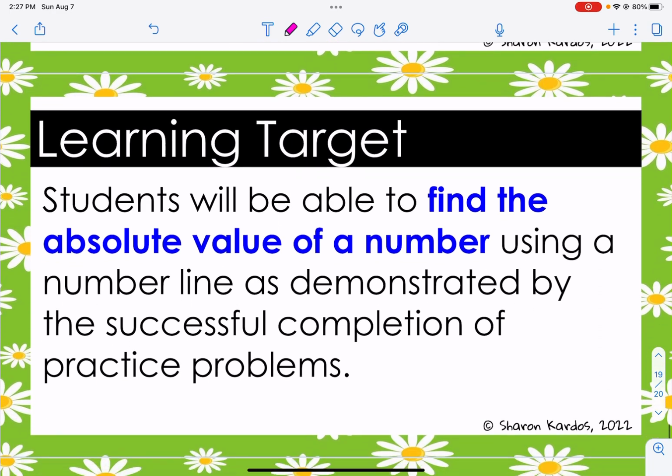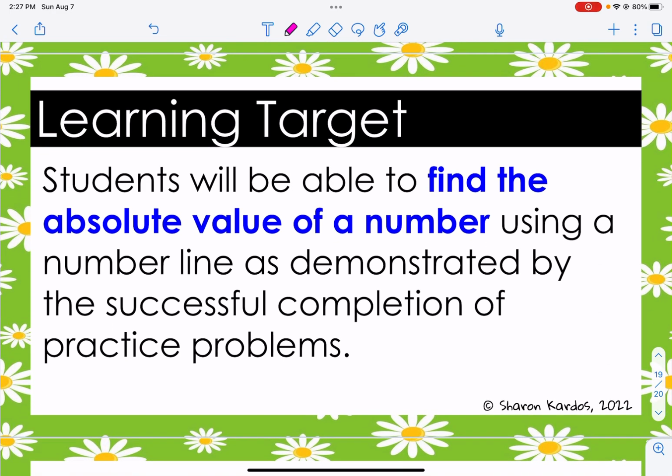All right, so we're back to our learning target. So we definitely accomplished our goal today. We can now find the absolute value of a number using a number line.